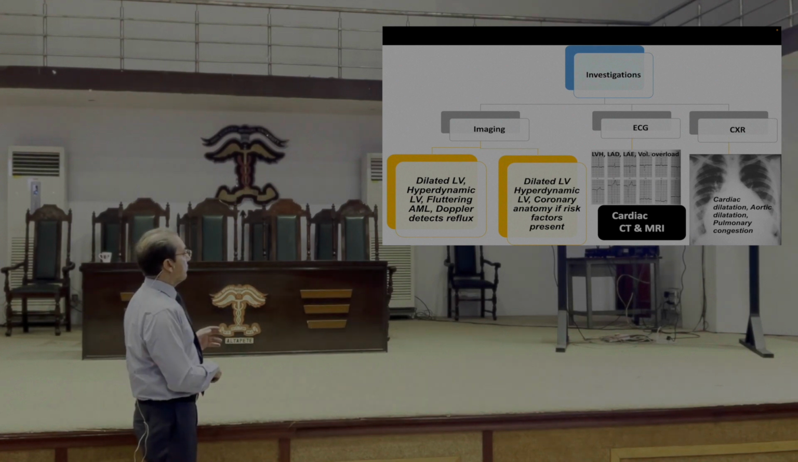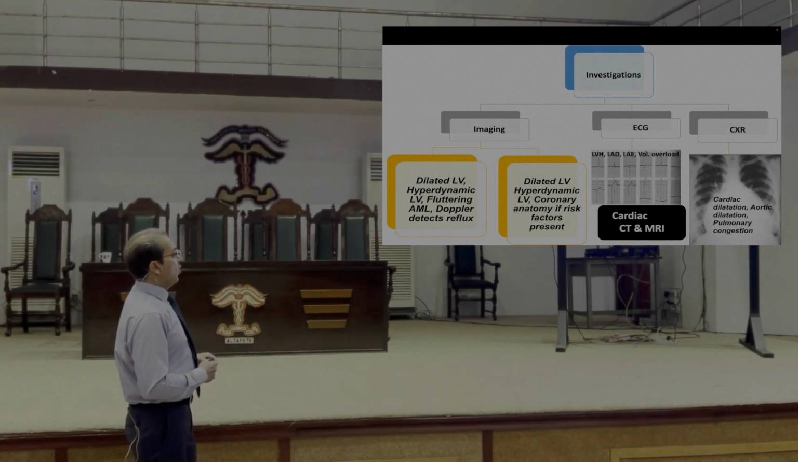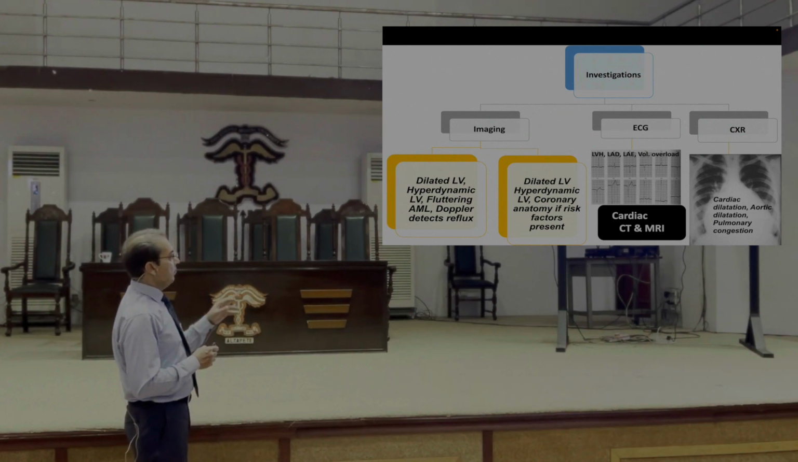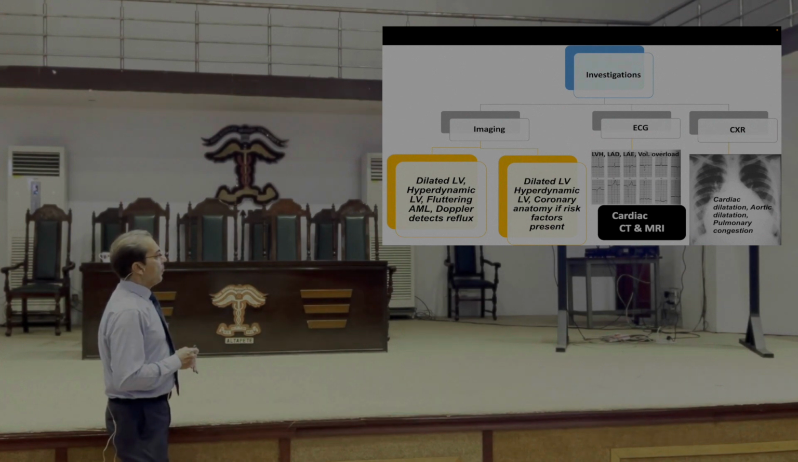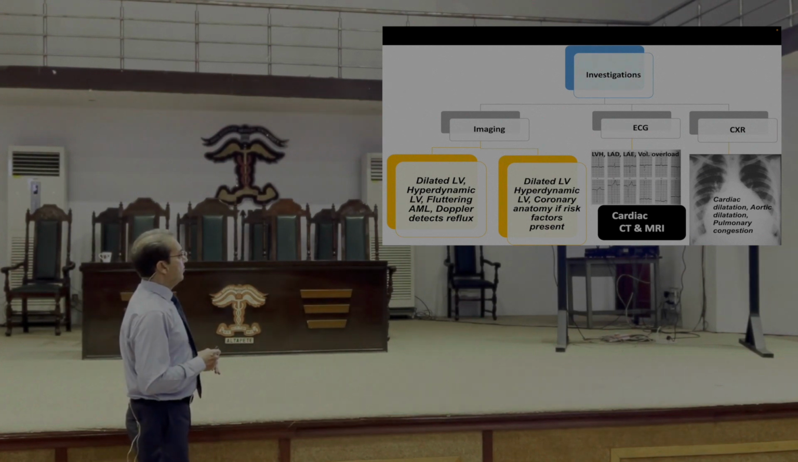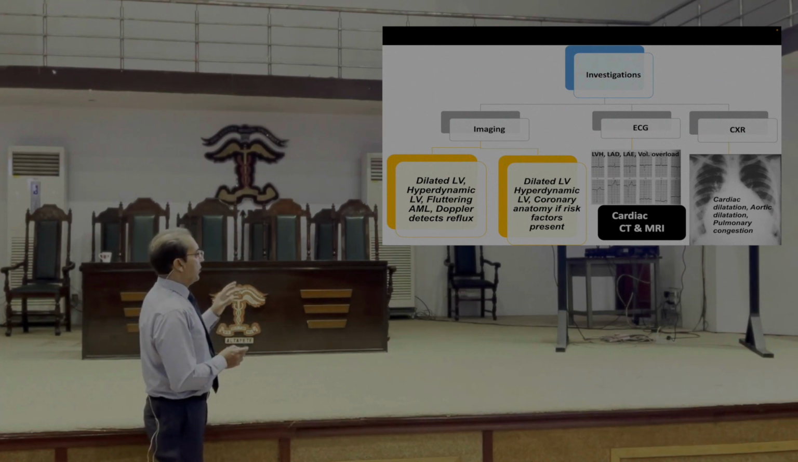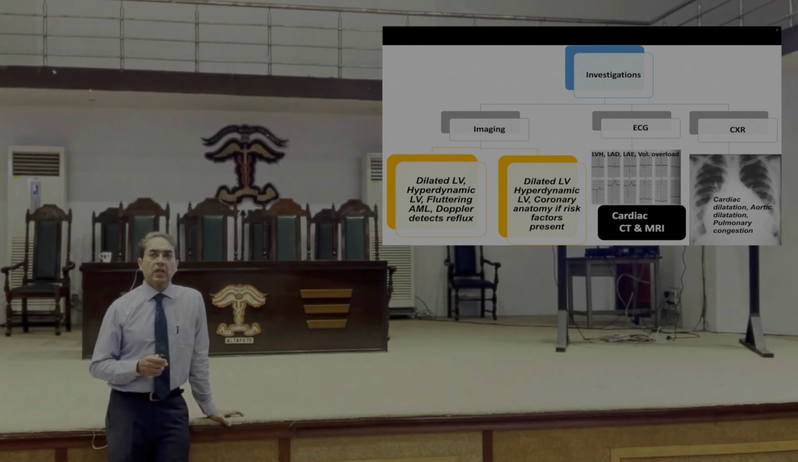We can go for a chest X-ray. You see there is a big heart, the aorta is dilated, there is pulmonary congestion. ECG may show LV hypertrophy. Echo may show a dilated LV with hyperdynamic left ventricle, fluttering of the anterior mitral leaflet, and Doppler showing the regurgitant jet.